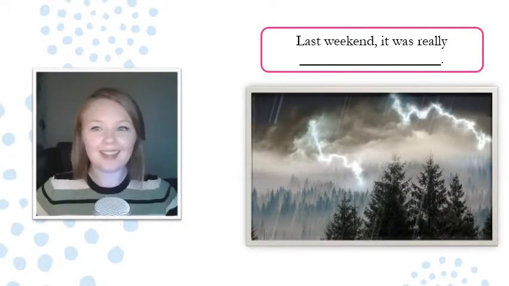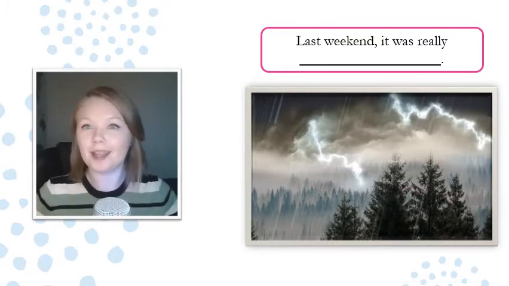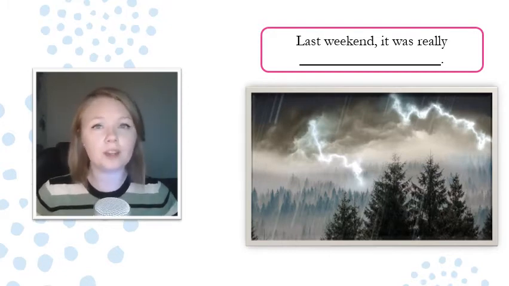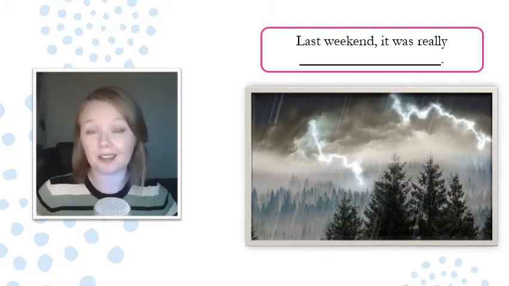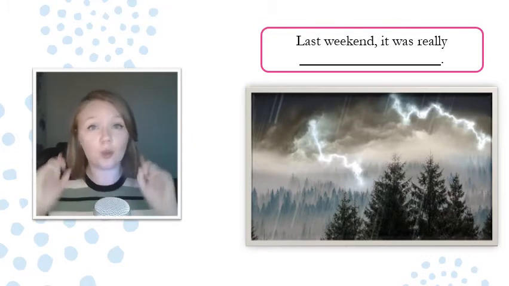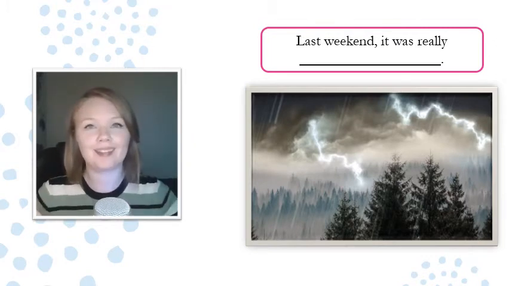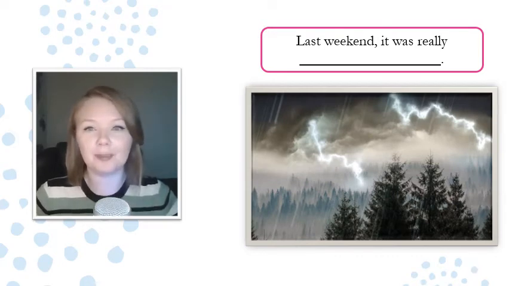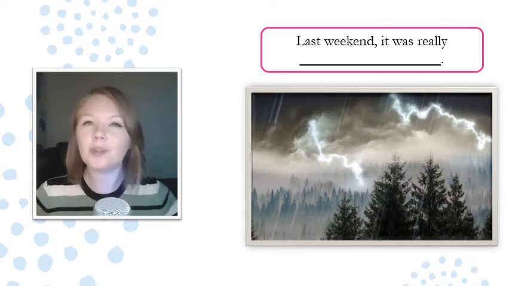Okay, now let's see if we can fill in the blank with the correct kind of picture. You'll notice in our 3 examples that we're talking in the past tense. So we're talking about what the weather was like. Let's look at number 1. Last weekend it was really... We're going to use 2 words to describe what we see in this picture. How would you describe it?